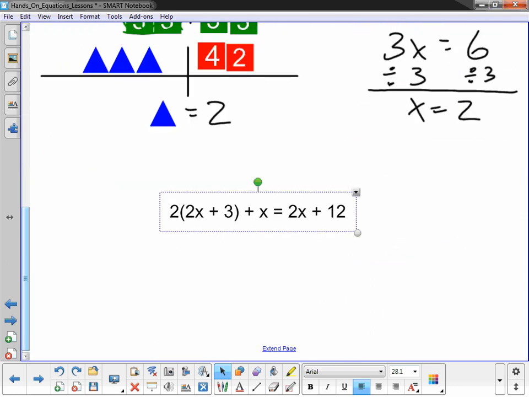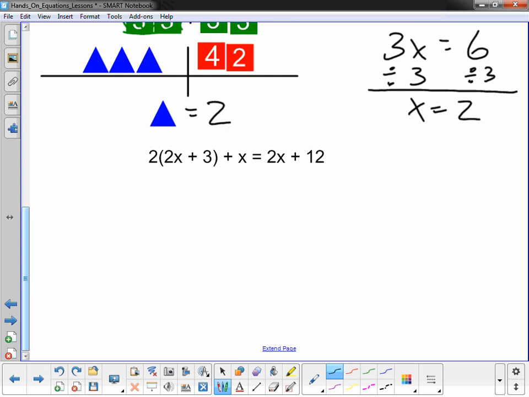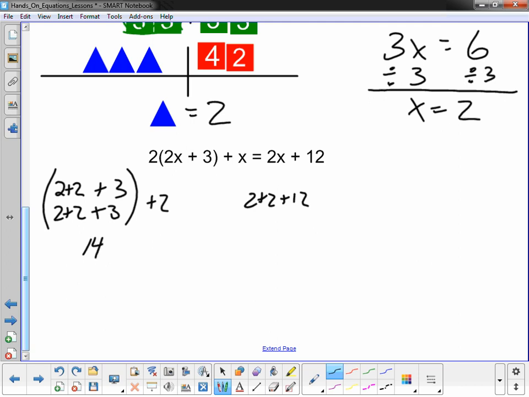Okay, so here's our problem. And if I do it the old way, I'd have 2 plus 2 plus 3 and 2 plus 2 plus 3. That's the stuff in the parentheses, plus a 2, and then I'd have a 2 plus 2 plus 12. 2 plus 2 plus 3 is 7, and 7 twice gives me 14 in the parentheses, add a 2, that gets me 16. 2 plus 2 is 4, plus 12 is 16. 16 equals 16, that works out. So my triangle, my x, is a 2.